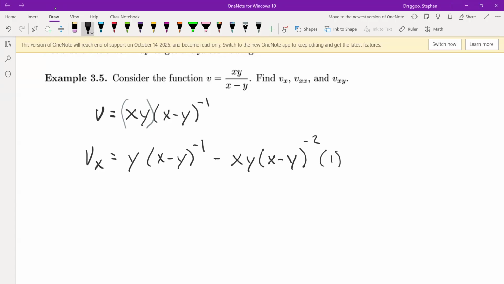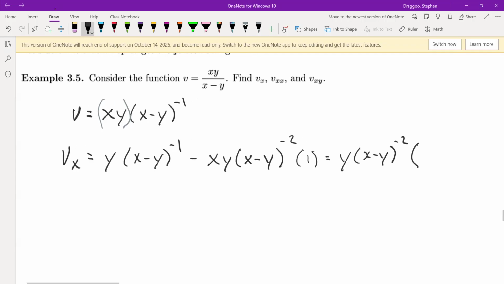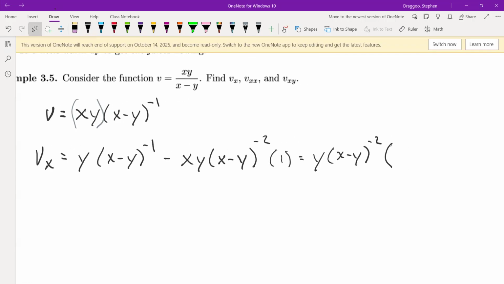Now, because I need to take more derivatives along this line, I need to get both the straight second x partial and the mixed second order partial. I'm going to clean my function up a little bit. In particular, I'm going to factor out a y and an x minus y to the negative 2. That'll leave me with some stuff on the inside. In particular, I think this will be an x minus y minus x.